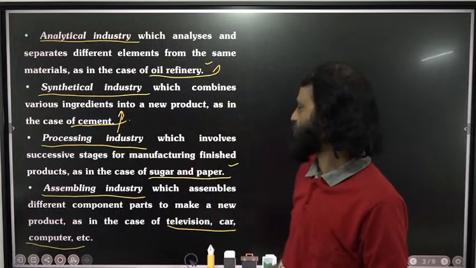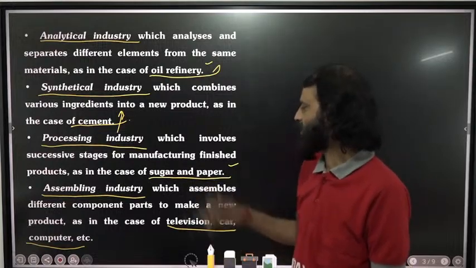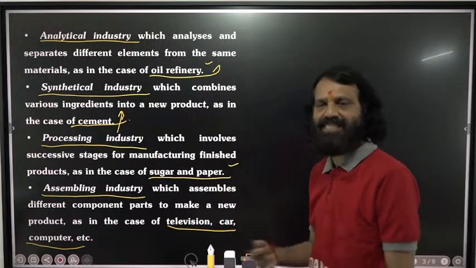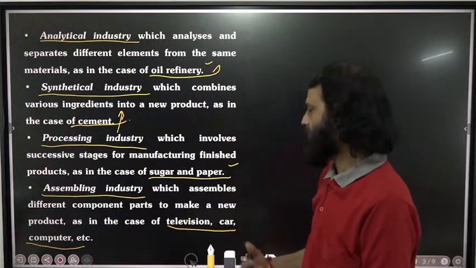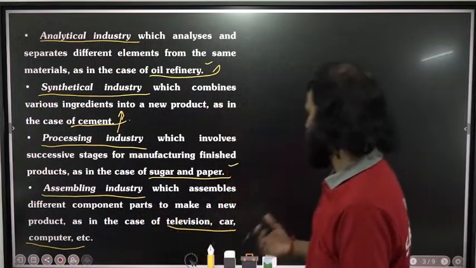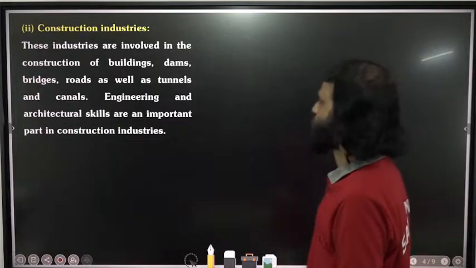Then processing industry, we studied that sugar and paper are there. Then assembling industry, yes of course television, car, computer etc. can be assembled. We can get various components from the other companies, and after that we can assemble it. We can move on to the next point now.